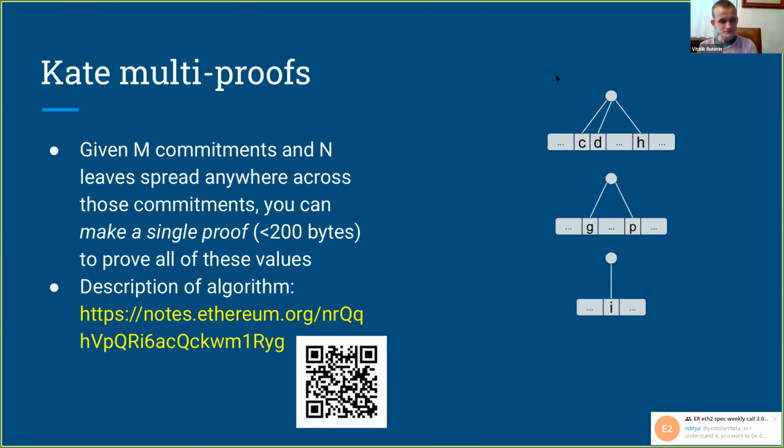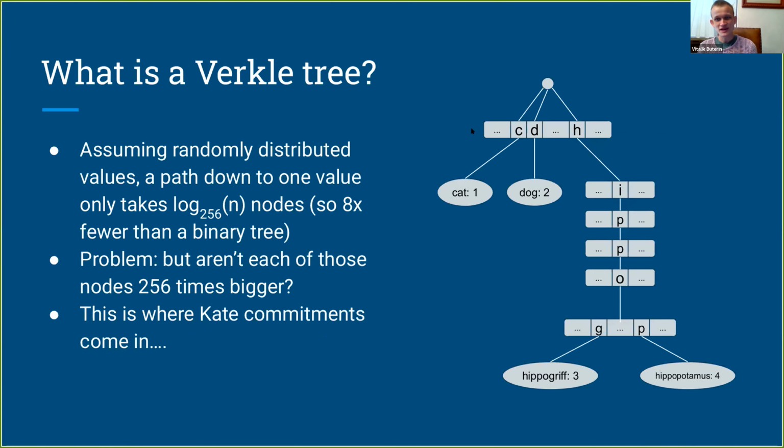So multi-proofs are amazing, right? And now hopefully you can see how these witness sizes become smaller, right? Basically, instead of being 8 kilobytes times 4, you would just be 48 bytes times 4.